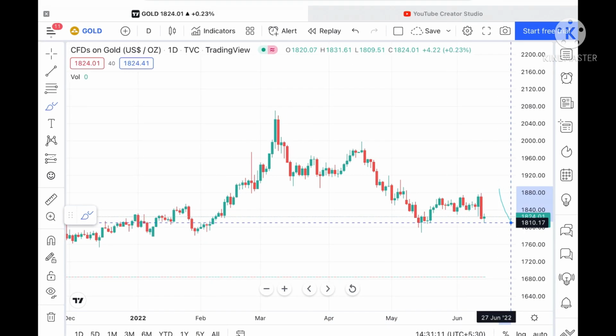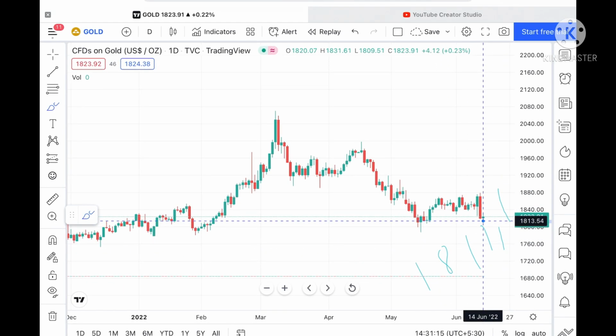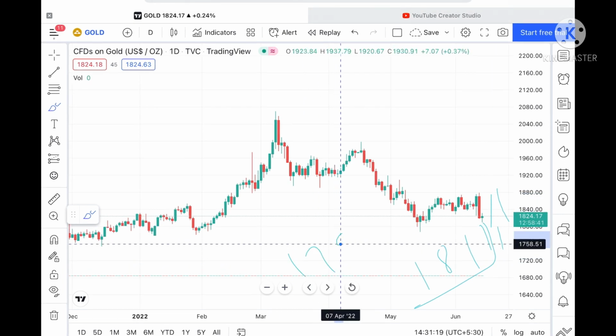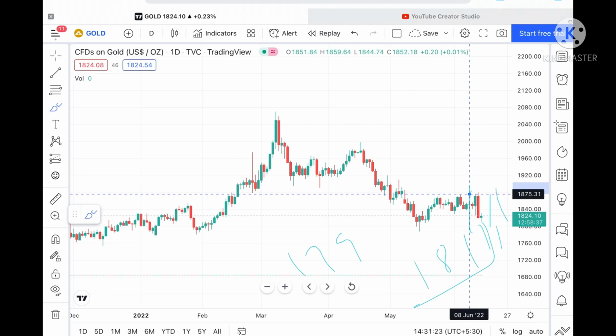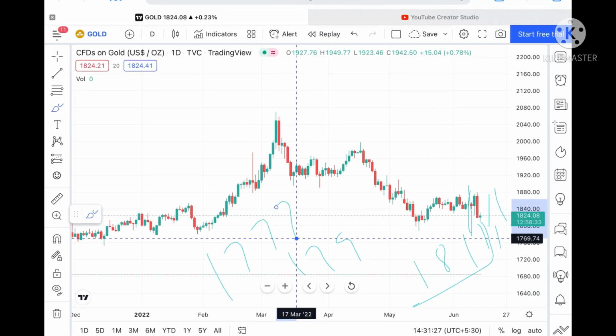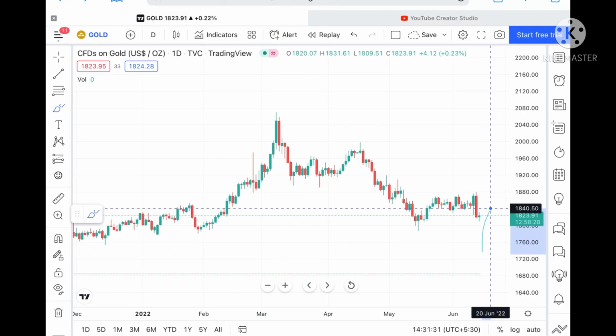So if this level doesn't sustain, we can see it can come down again to a level of 1811, and from there it can move further down towards a level of 1798 and then 1788. And if that level also doesn't sustain, then we can see it can come down to a level of 1777 and then further down.